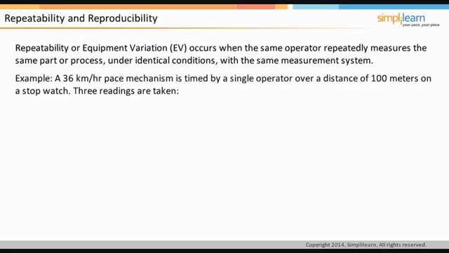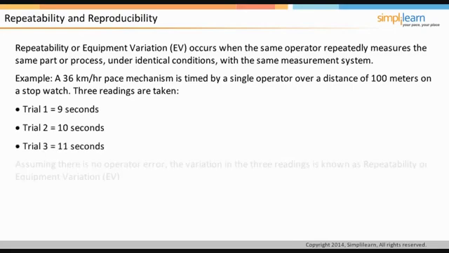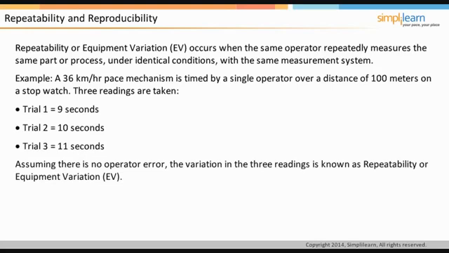A 36 km/h pace mechanism is timed by a single operator over a distance of 100 meters on a stopwatch, and 3 readings are taken. Trial 1 takes 9 seconds, Trial 2 takes 10 seconds, and Trial 3 takes 11 seconds. The process is measured with the same equipment in identical conditions by the same operator. Assuming no operator error, the variation in the 3 readings is known as repeatability or equipment variation.